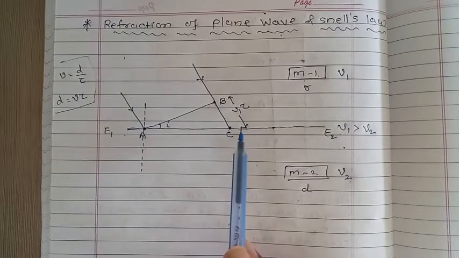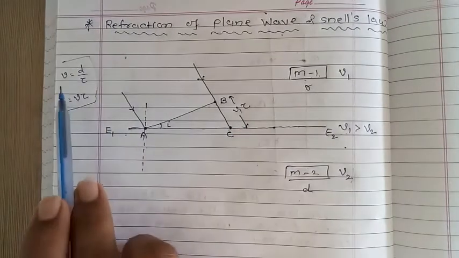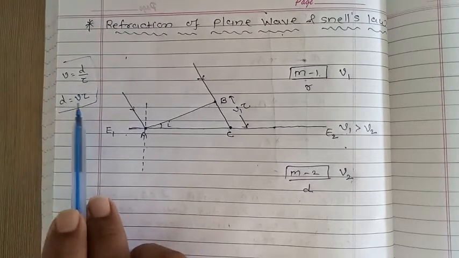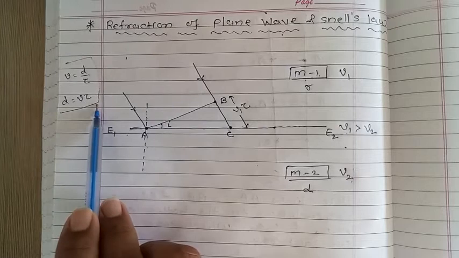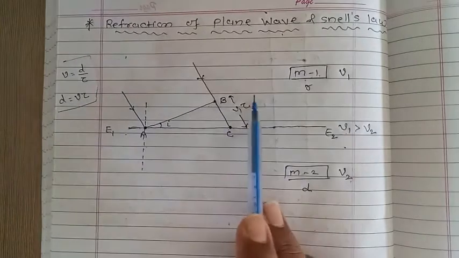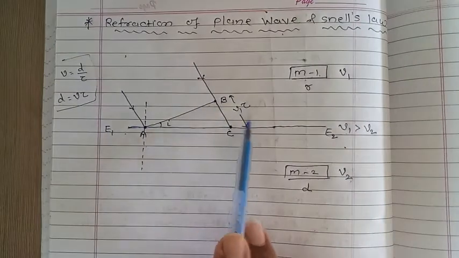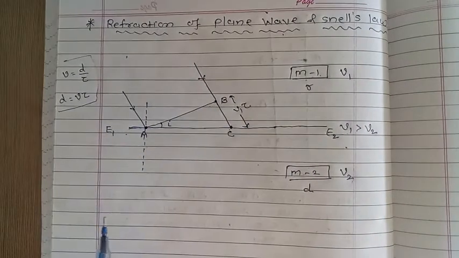Velocity is equal to distance by time tau, so the distance is velocity into time tau. But here for medium 1 the velocity is v1. So the distance is v1 into tau, right?